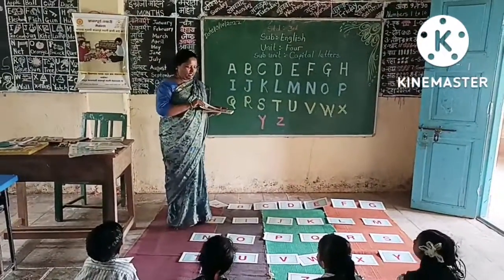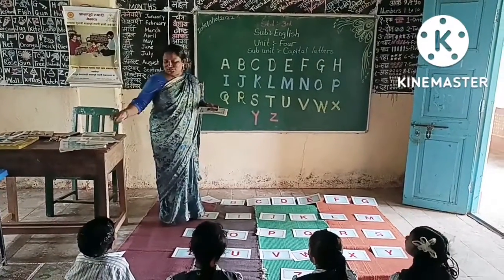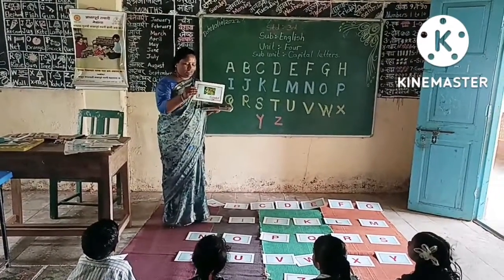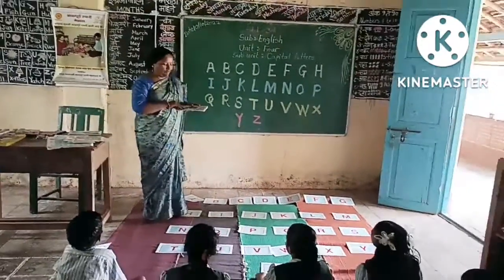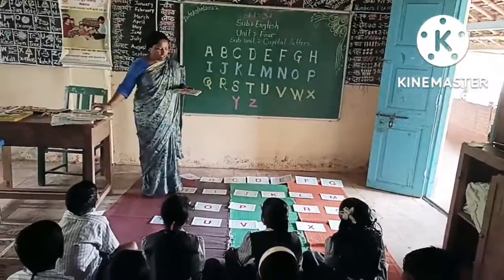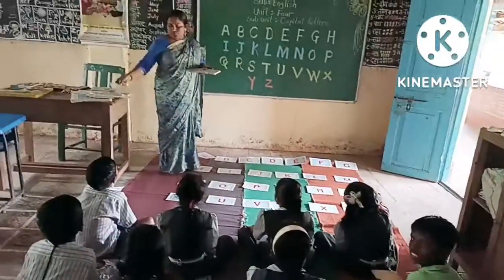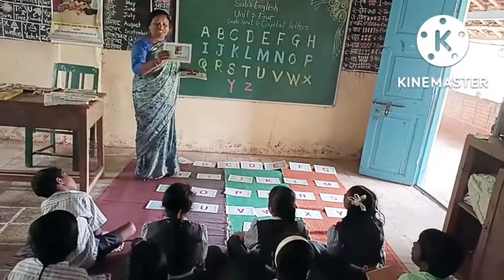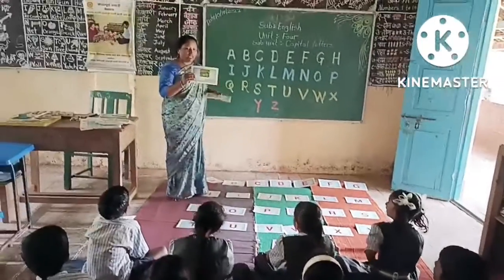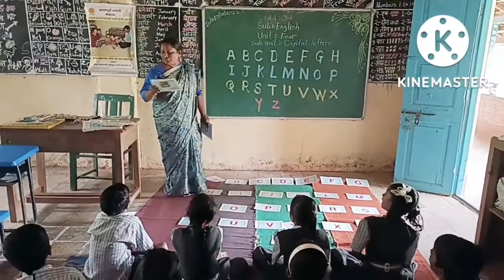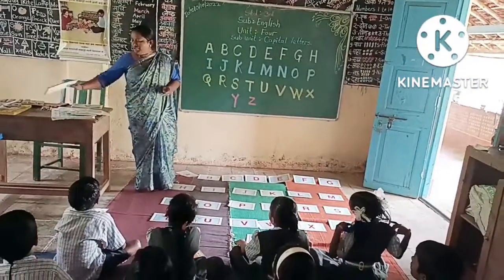S for sun. T for... V for bread. W for watch. And Y for yarn. But Y for yak also. Now Z for zebra. Z for zebra.